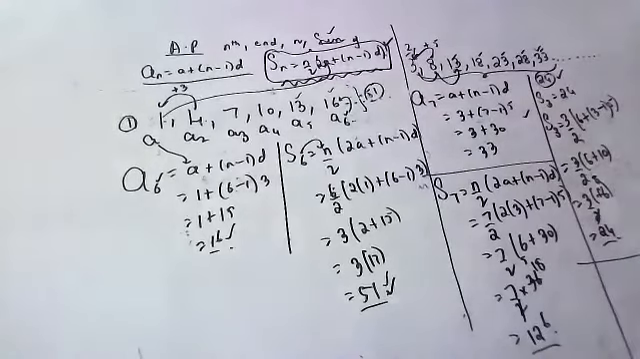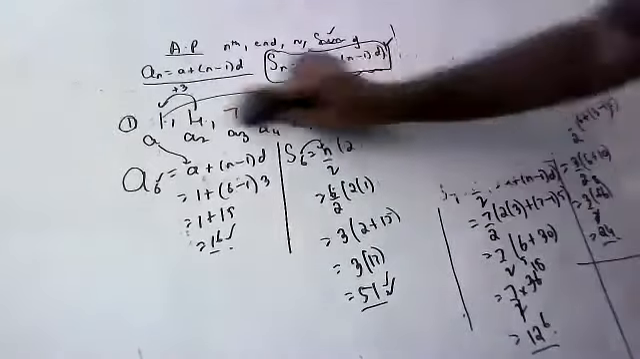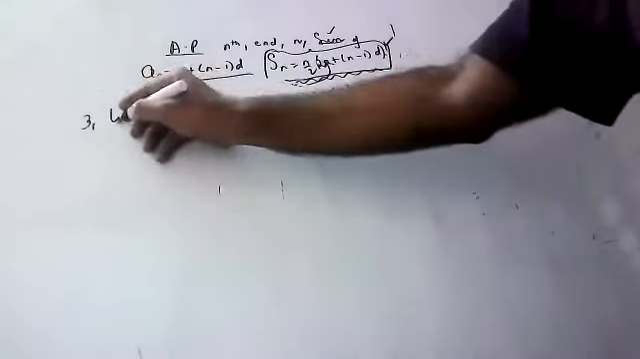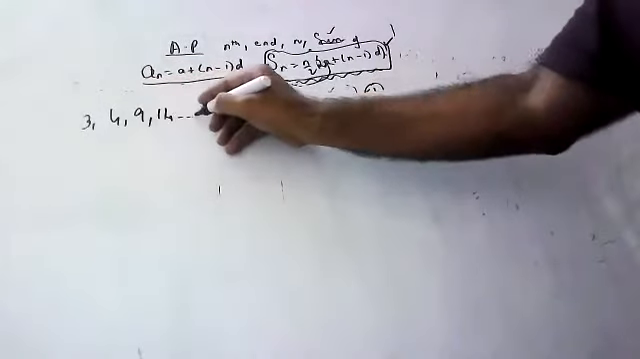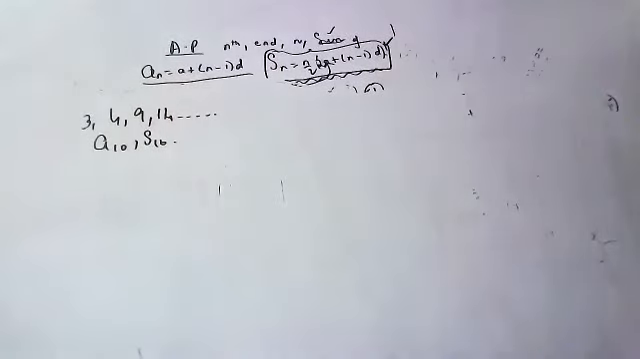Okay, children. So come on, children. Now we will do some numericals based on this. See here: 4, 9, 14. In this sequence, I want the 10th term and the sum of 10 terms.